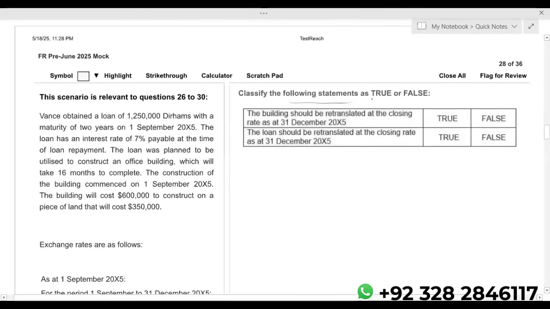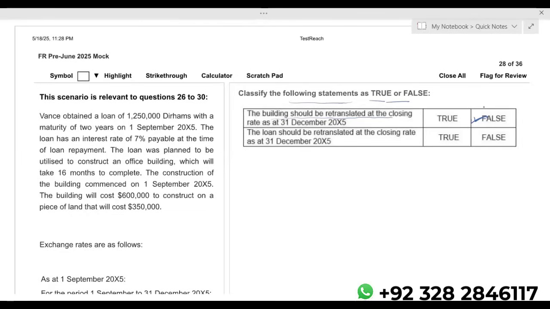Classify the following statement as true or false: the building should be retranslated at the close. A big false. Actually, building is not a monetary asset. When building is not a monetary asset, how can you say it should be retranslated at the closing date? Let me give you a little bit of knowledge. Building is a non-monetary asset, number one. Number two, according to IAS 21, if non-monetary assets are carried at fair value, then you have to retranslate them, but whenever the fair value adjustment is carried out. And it is not necessary that I carry out the fair value adjustment at the end of each reporting date, not necessary at all.